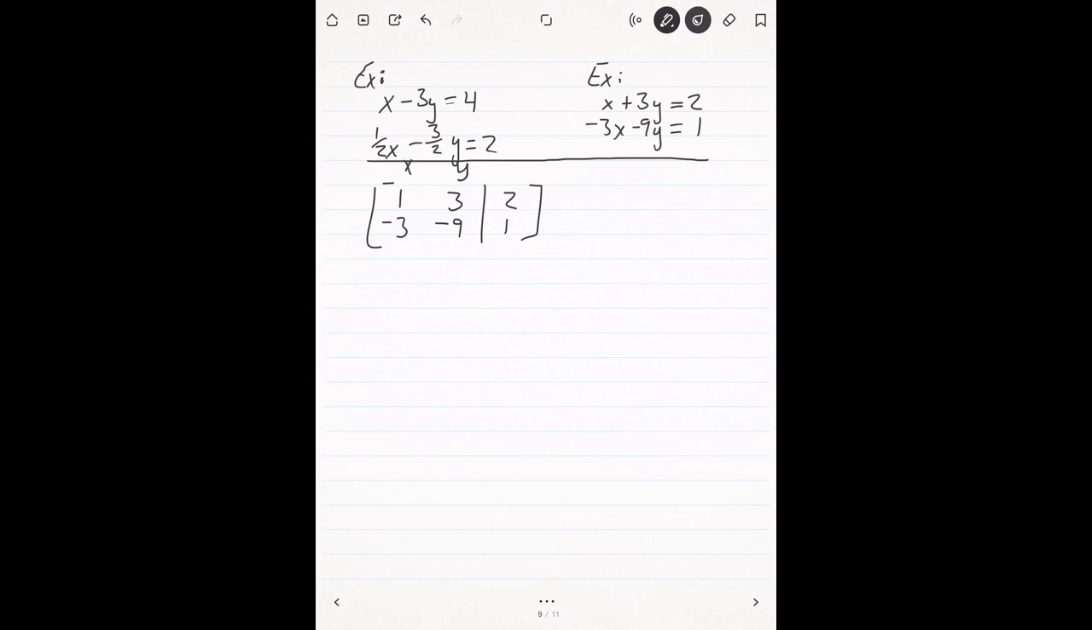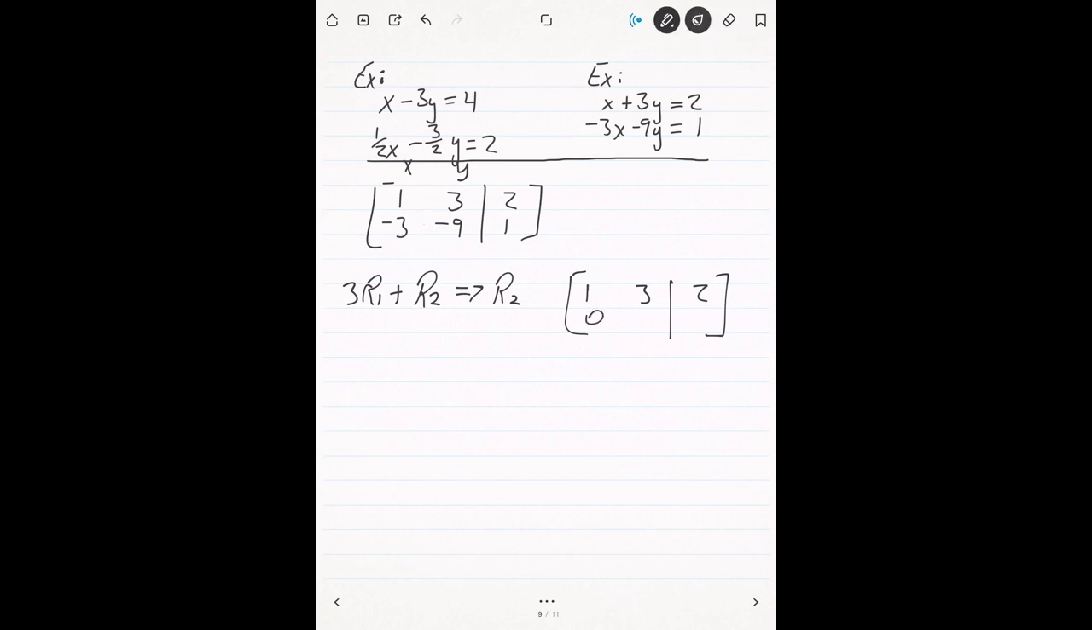Well, I want this to be a 0. So I'm thinking take row 1, multiply it by 3, and add it to row 2 to be the new row 2. So row 1's going to stay the same. It's 1, 3, and a 2. But what I'm going to do is take these values and multiply them by 3, so 1 times 3 is 3, and add it to -3. That's a 0, just like I wanted.